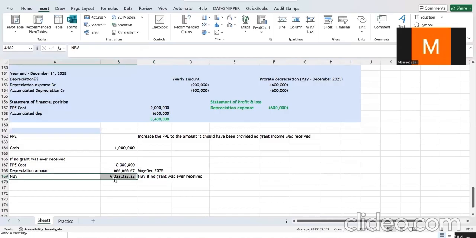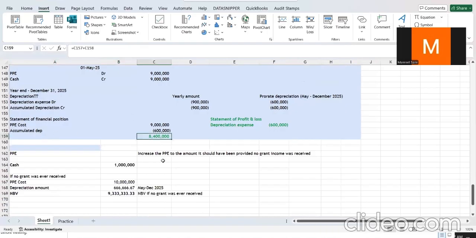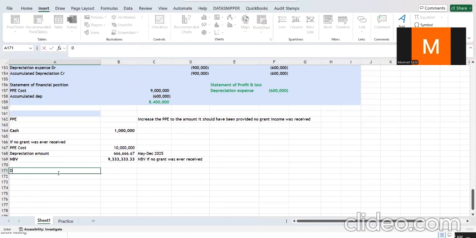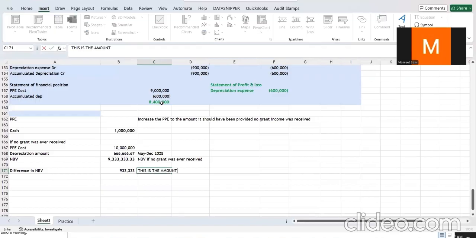But what is the net book value now? The net book value now is 8.4 million. So the difference in net book value is this minus this. So this is the amount by which my PP&E net book value should increase.